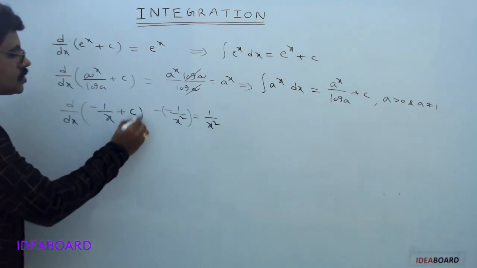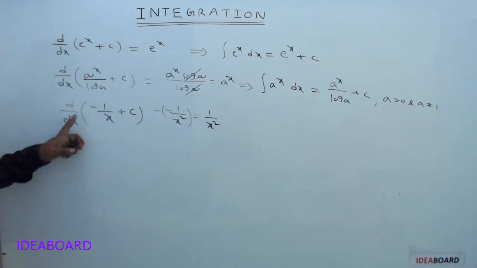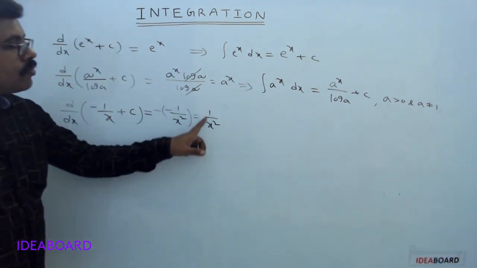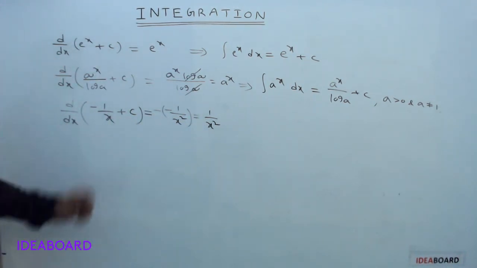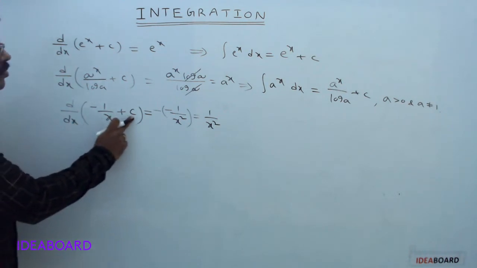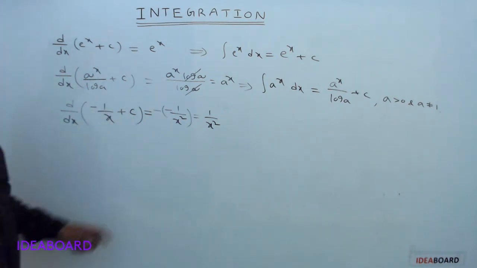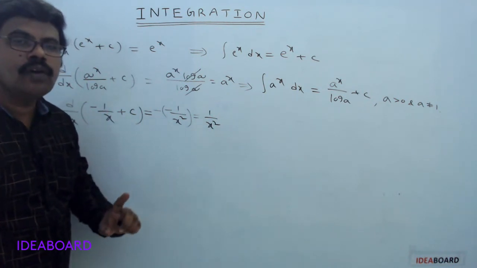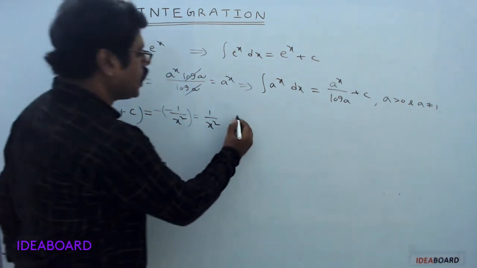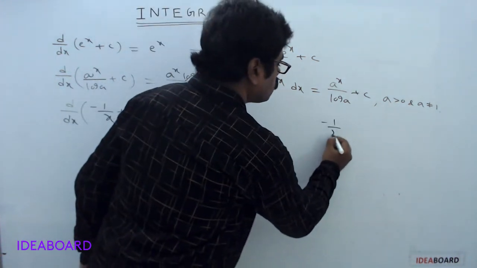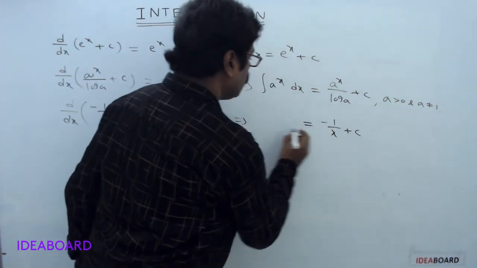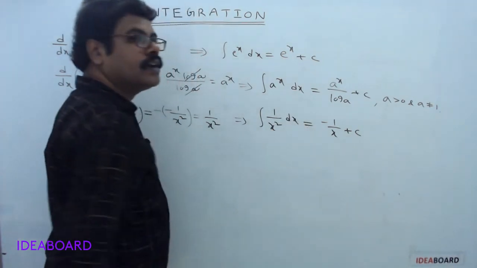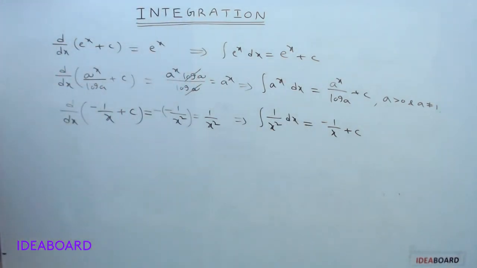If you add a constant term, derivative of minus 1 by x plus c equals to 1 by x square. From this, minus 1 by x plus c is called integral of a function 1 by x square with respect to x, and it can be written as minus 1 by x plus c equals to integral 1 by x square dx. Come to another one.